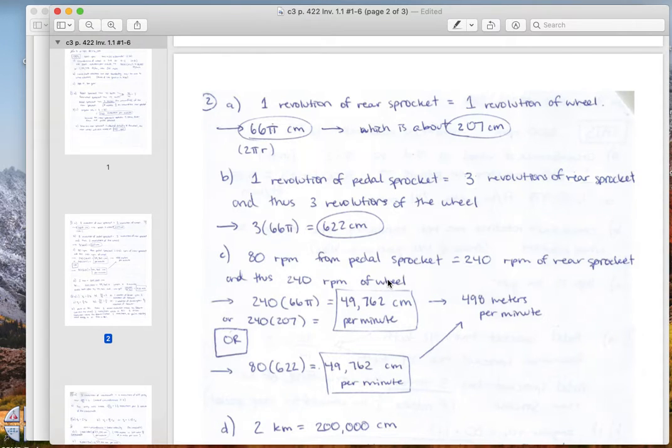Now we're going to do that same thing. Above, we just did 1 revolution, but now we're going to calculate it for 240 revolutions. So we do 240 revolutions times the circumference of the wheel, as our wheel is going to spin 240 times per minute. So how far are we going? Well, if we know the circumference of the wheel, we can calculate that distance. And so 240 times the circumference of the wheel, which is 66 pi, gives me 49,762 centimeters per minute, right? When we're talking about linear velocity, it usually refers to distance per minute or distance per hour or whatever units you're using.